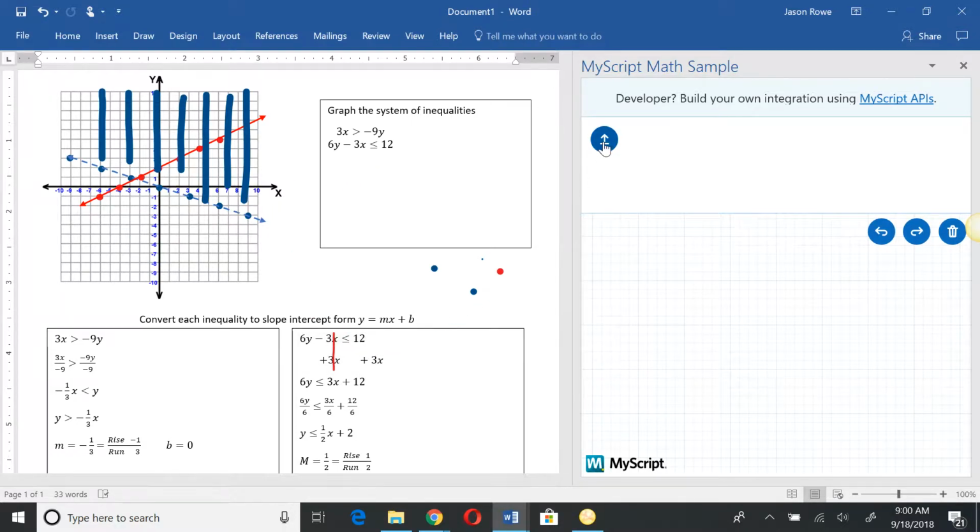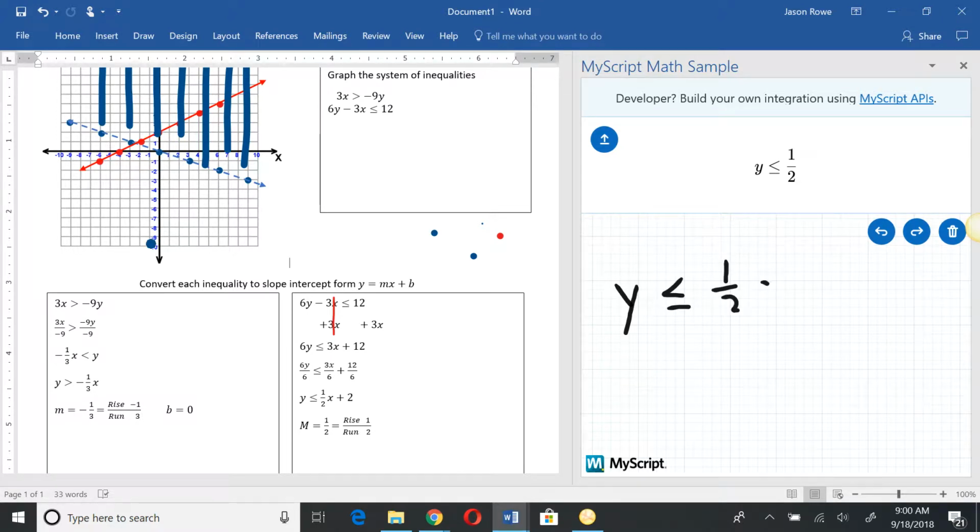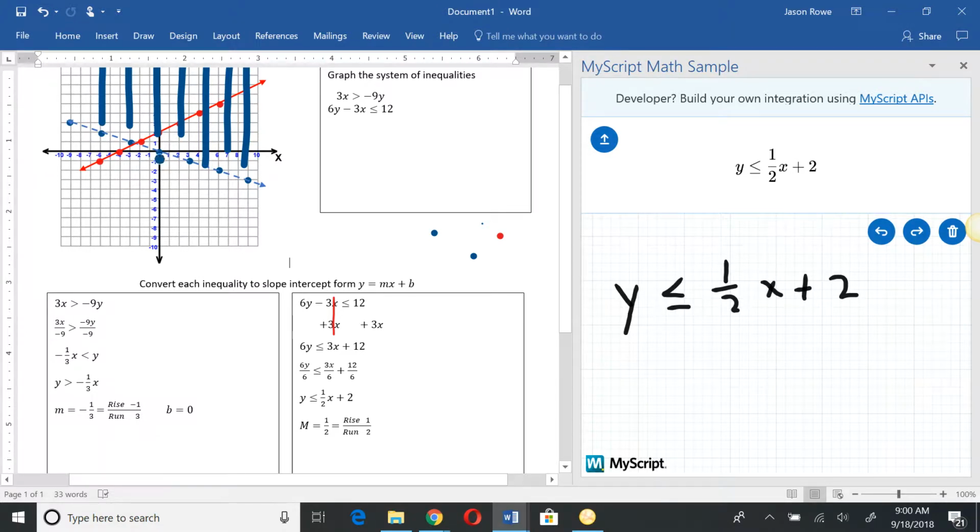Now, again, I can know, because I've had the experience of a few years of doing this, because it says less than, the bottom portion of this line is going to be shaded. But there again, if I'm not sure, then what I want to do is I want to test a point. I'm going to do the same thing I did over here. I'm going to test this point. And the point I want to test this time, because it's below the line, and it's a point that's easily used, is 0, 0.